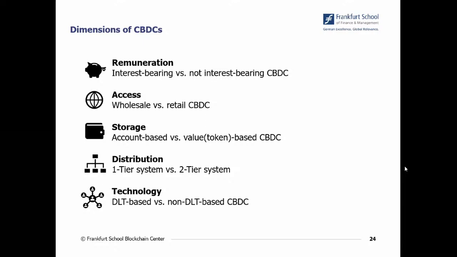The other dimension is storage. It can be stored on accounts and tokens. I will not discuss this in depth. If you're interested in that, we can do this in the Q&A afterwards. And we also have the distribution here, so, for example, a two-tier system or a one-tier system.